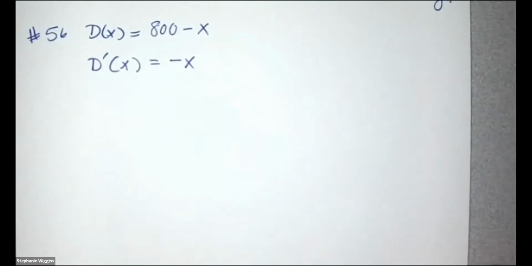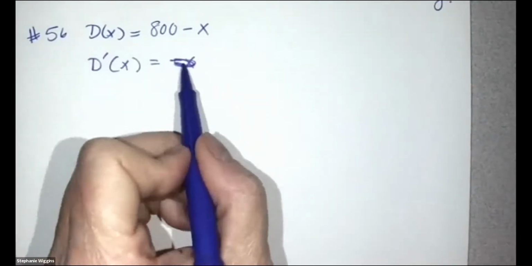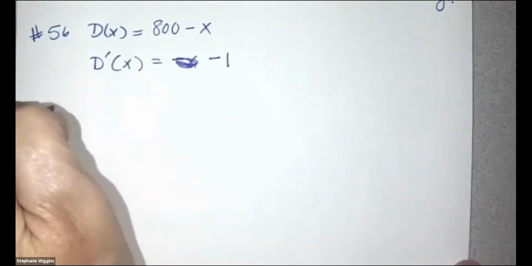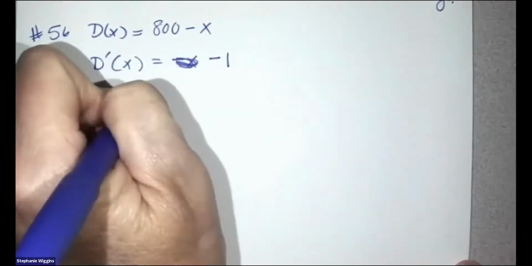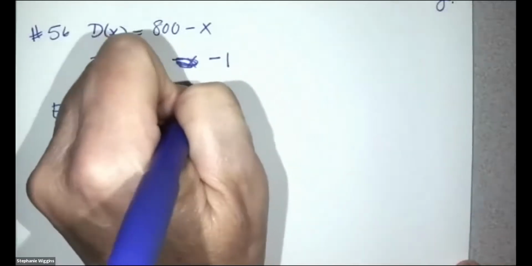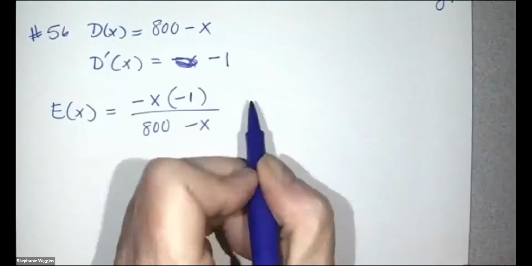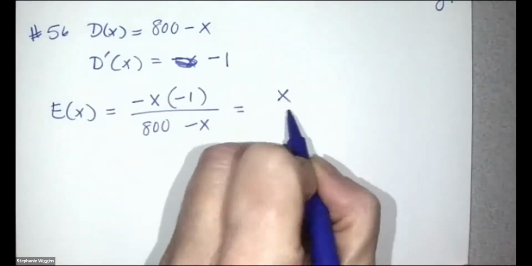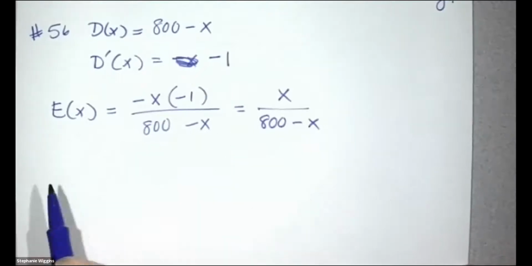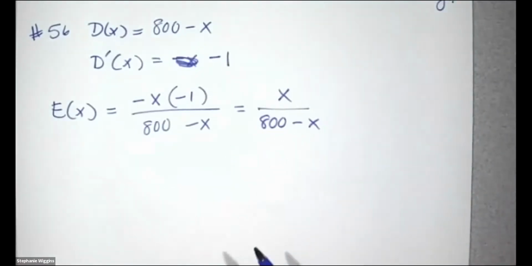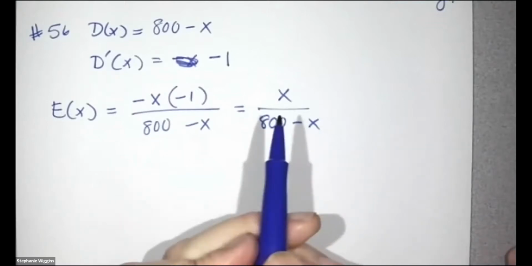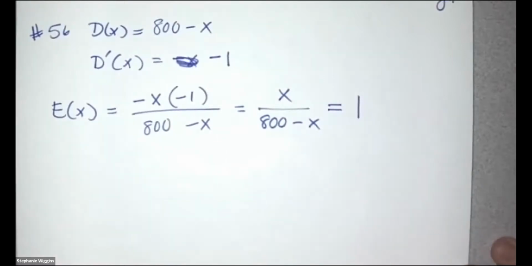And the derivative of the demand function is negative 1. And so the elasticity is minus x times -1, that's the derivative, over 800 minus x. So the double negative means x over 800 minus x. So this is the elasticity. And because we're looking to see where, right, that's an x value, where is the revenue a maximum? The revenue is a maximum when your elasticity is equal to 1.